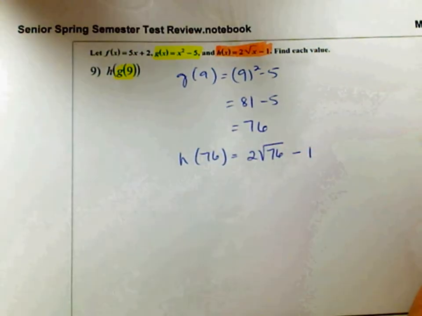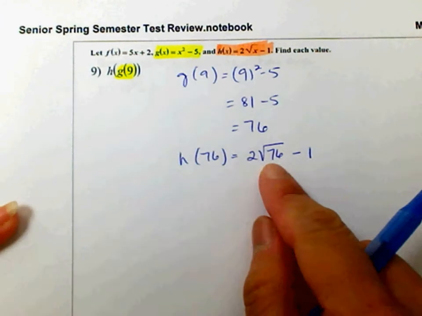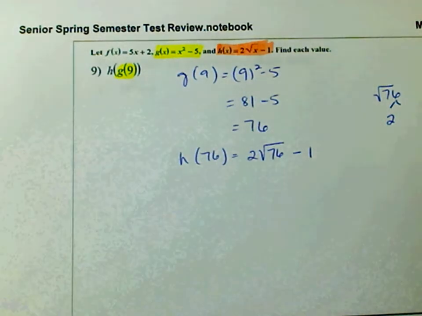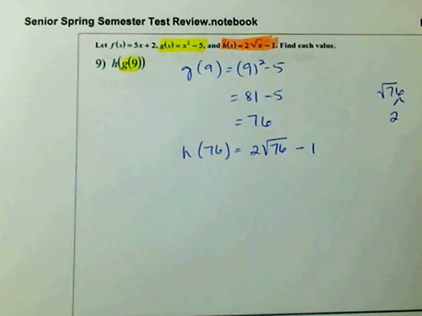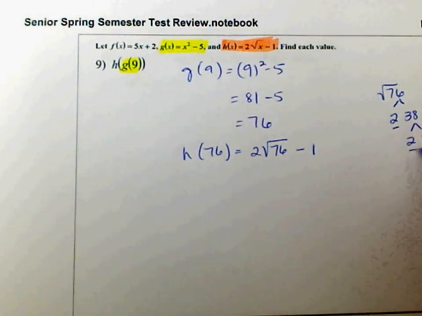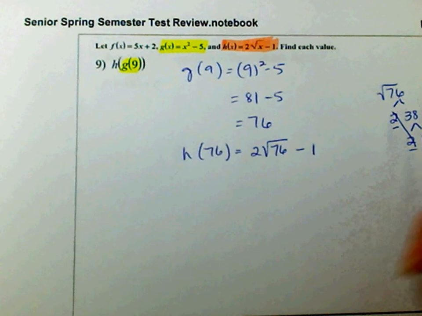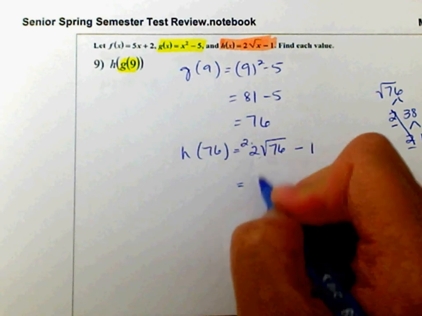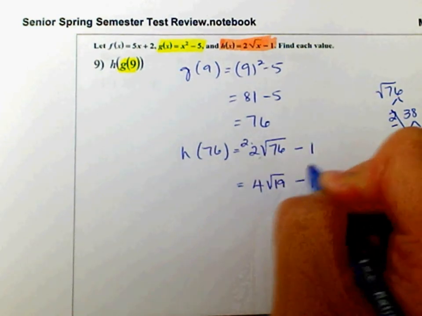Okay. You need to simplify your square root of 76. I'm going to come over here and see what I know. 76 divided by 2 is 38. 2 and 19. I have a pair of 2's. Okay? And 19 is left over. So now you have 2 times 2 is 4, square root of 19 minus 1. Two different terms. You cannot combine them, so those are done.